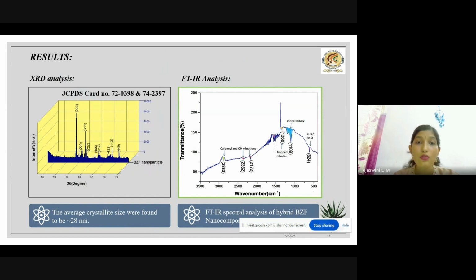720398 and 742397. The FTIR analysis shows the expected functional groups present in the BZF nanocomposite, where the bismuth oxide or ferric oxide is present in the fingerprint region at 624 per cm, whereas the Si-O stretching is found at 1109, the nitrates are found at 1368, and the carbonyl or OH vibrations are found at 2172, 2362, and 2883 per cm.